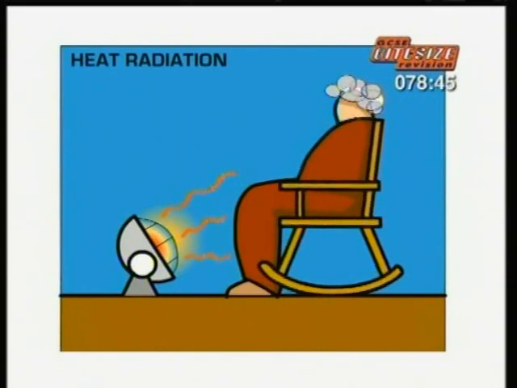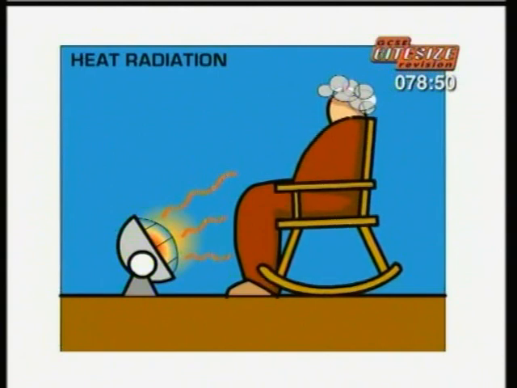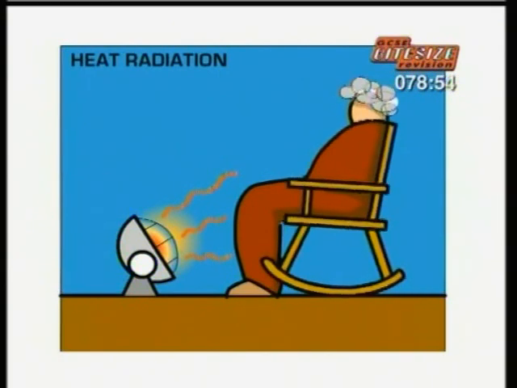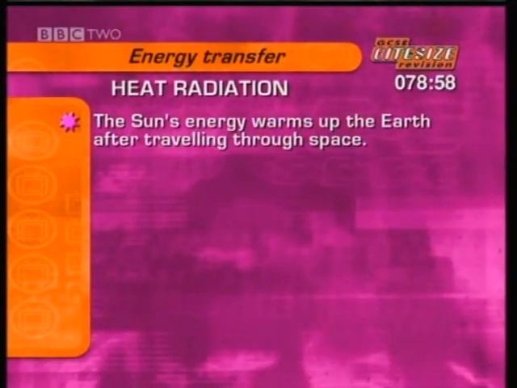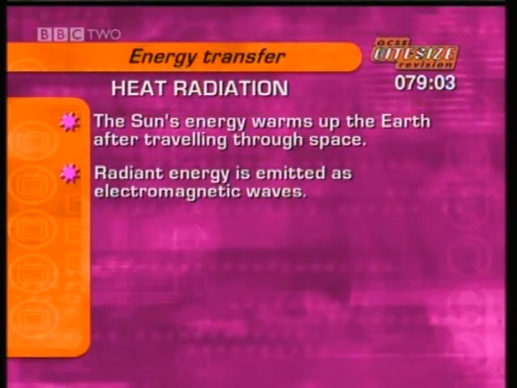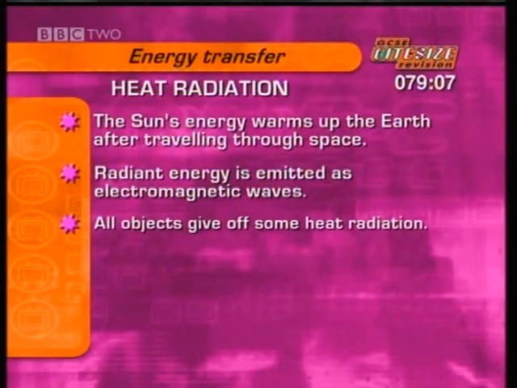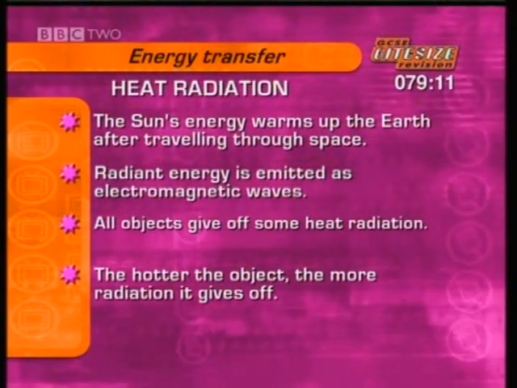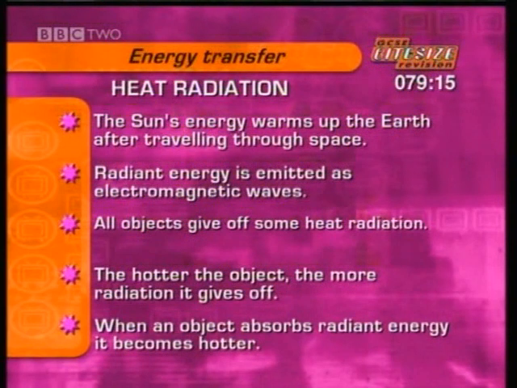Radiation is the transfer of energy through empty space. Radiation doesn't need any material to travel through. It can travel through a vacuum. The sun's energy warms the Earth after travelling through space. Radiant energy, or infrared, is emitted as electromagnetic waves from objects. All objects give off some heat radiation, and the hotter the object, the more heat radiation it gives off. When an object absorbs radiant energy, it becomes hotter.